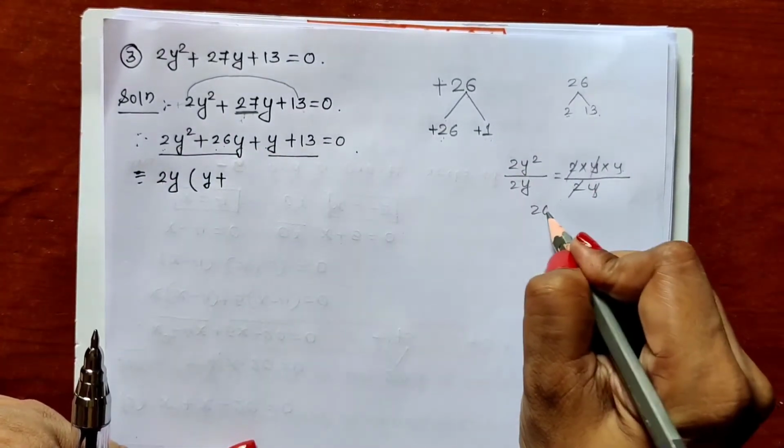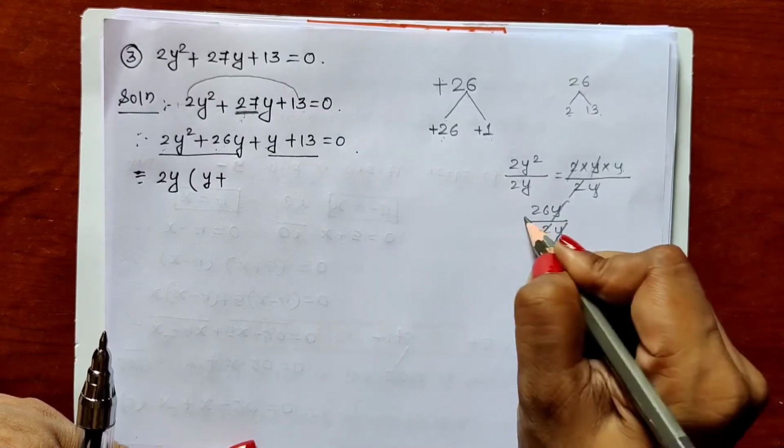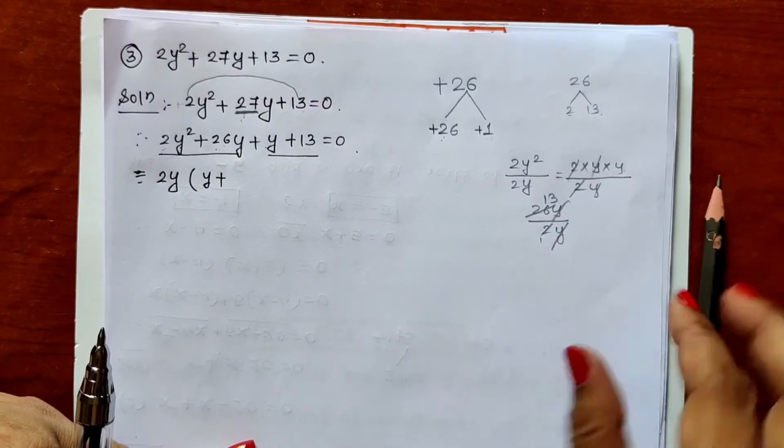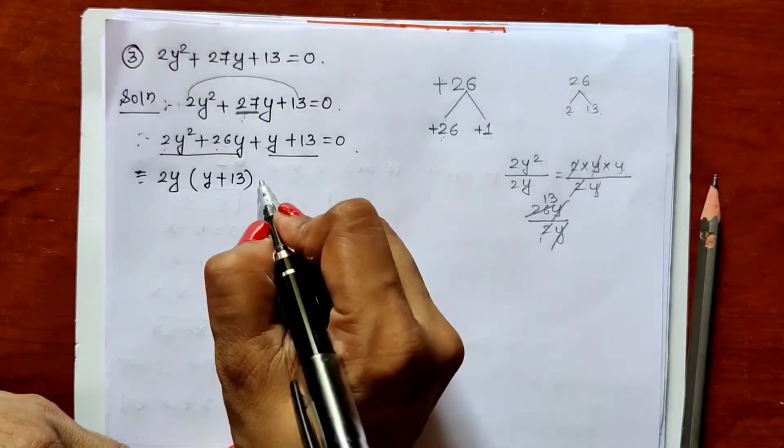From 26y also we are taking out 2 common, 2y common. So y cancels. 2 1s are 2, 2 13s are 26. So we have to write 13. 13 remaining means 13 we have to write, plus.